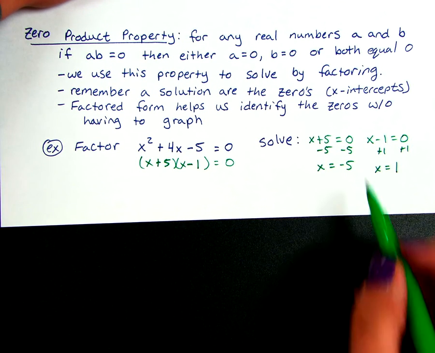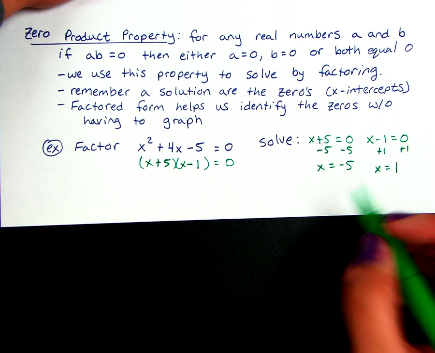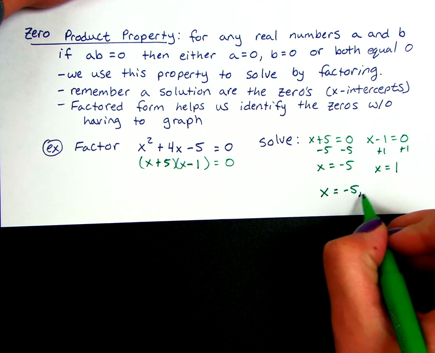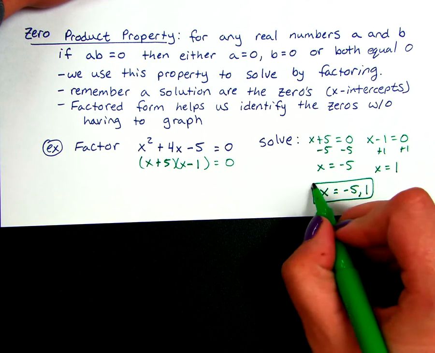And then on the second one, we have to add the 1, so we're going to get x equals positive 1. So we can leave it either as 2 separate answers like this, or if we write them together, it's going to be x equals negative 5, comma 1. And this would be our final answer for that problem.